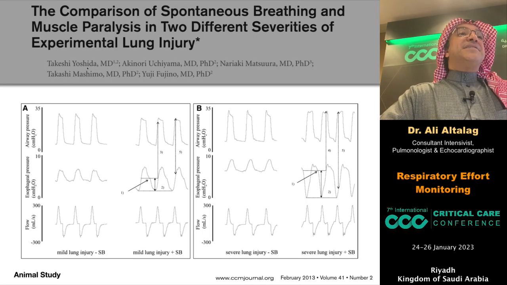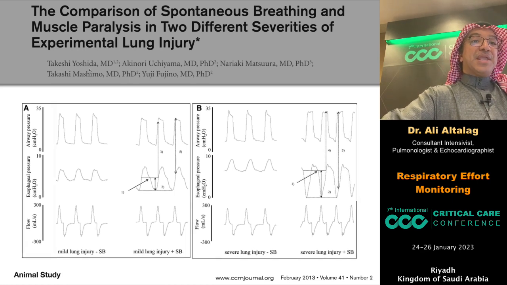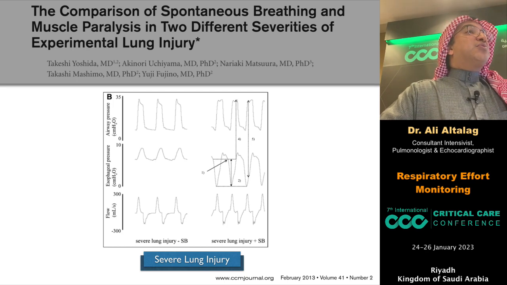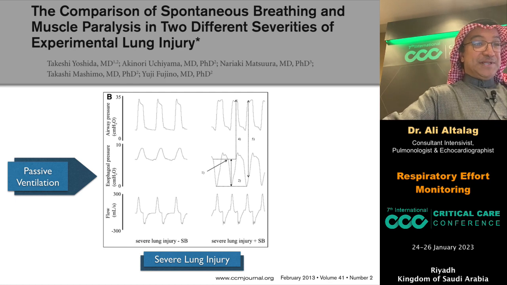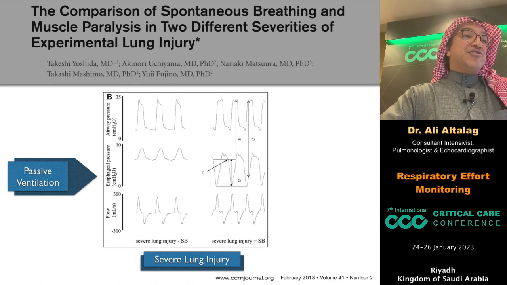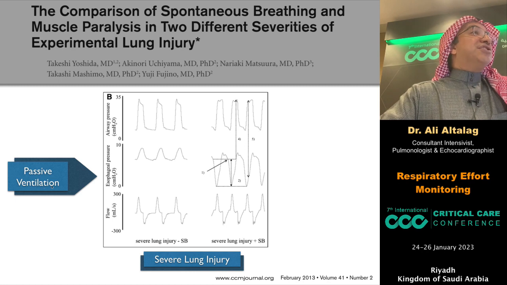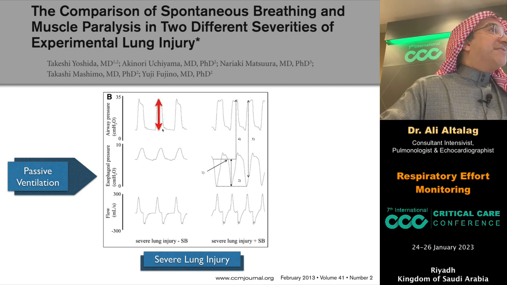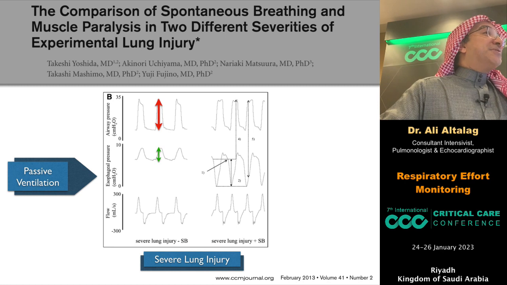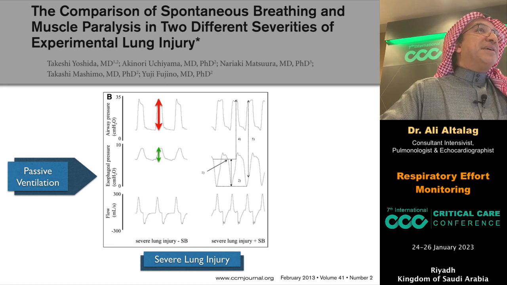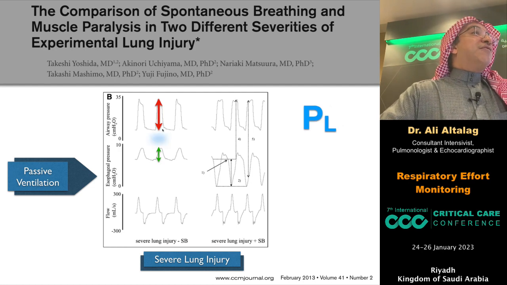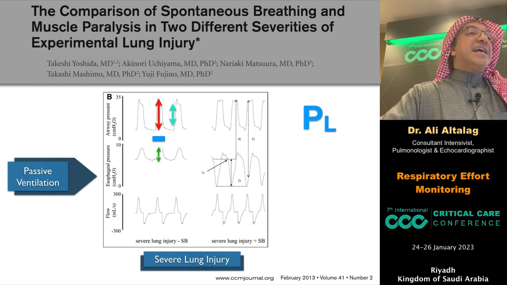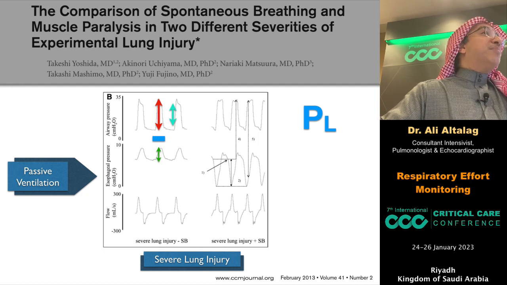This is a very nice study that was published by this guy whose name I cannot pronounce. This is an animal study. In animals with severe lung injury, when you apply passive ventilation, the airway pressure is positive, and the pleural pressure is positive because the patient is not participating. So the transpulmonary pressure will be the subtraction of the two, so it will be less than the airway pressure that is shown on the monitor.